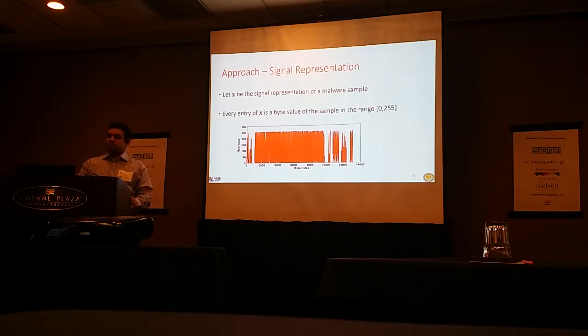Let X be the signal-based representation. It's similar to the image, but the only difference is that we don't consider it as a grayscale image anymore. We're just going to consider it as a one-dimensional vector. And similar to what we saw before, every entry of X is just the byte value. So it's just a one-dimensional vector with the range 0 to 255.